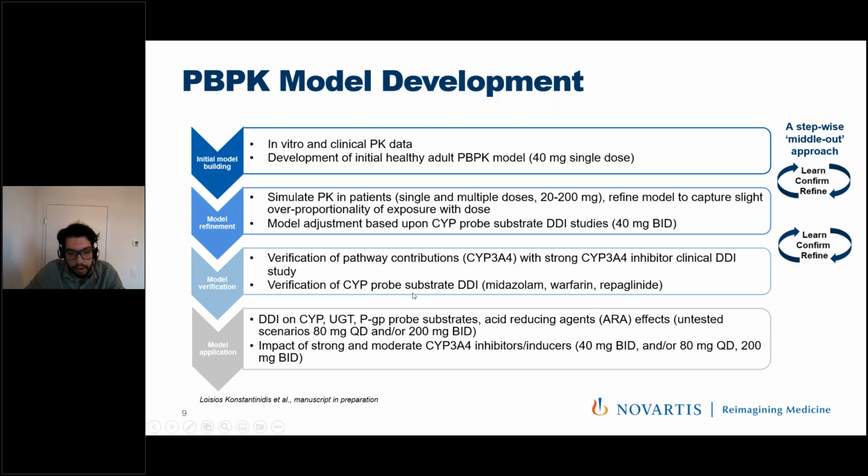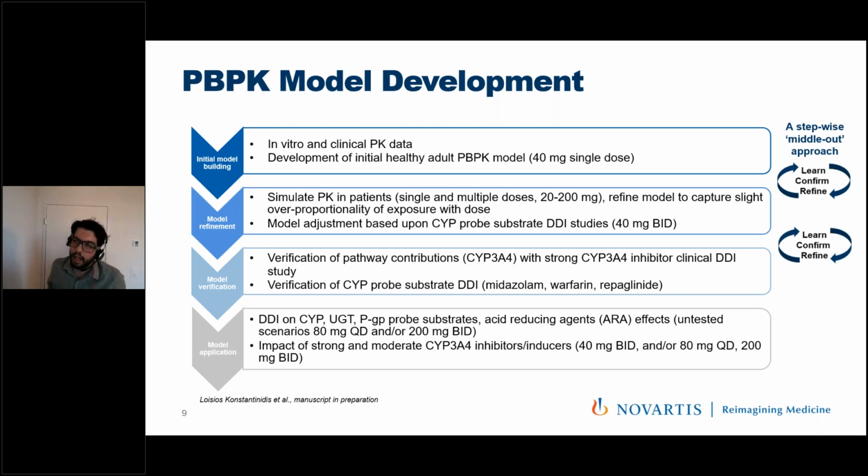So the next step was to verify the model by confirming and verifying the relative contributions of the elimination pathways, for example, for CYP3A4 with a drug-drug interaction study with a strong CYP3A4 inhibitor, and also verify the ability of the model to predict the PK with a training dataset of clinical PK data, as well as to predict the drug-drug interaction magnitude with CYP probe substrates.